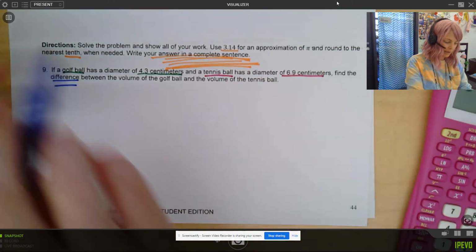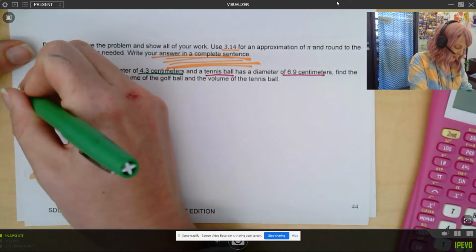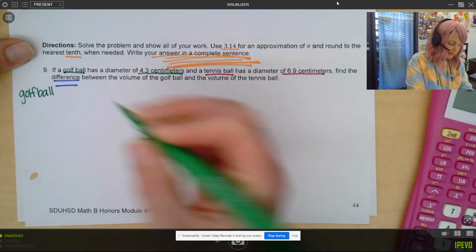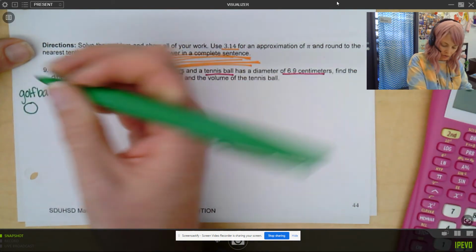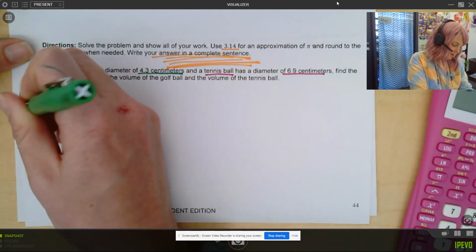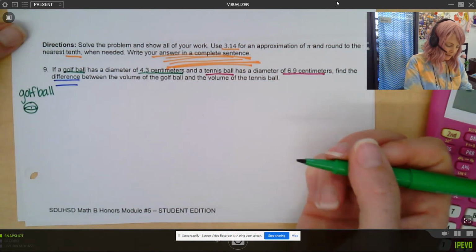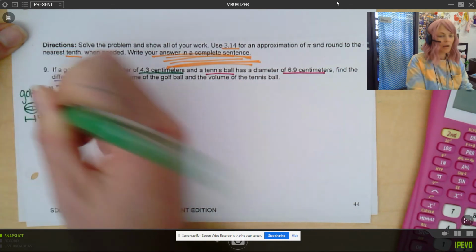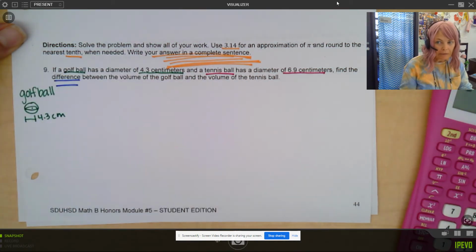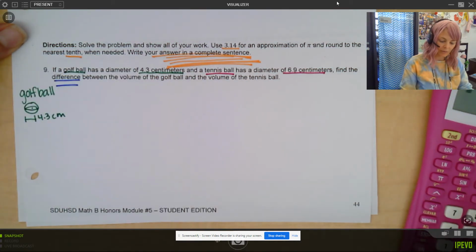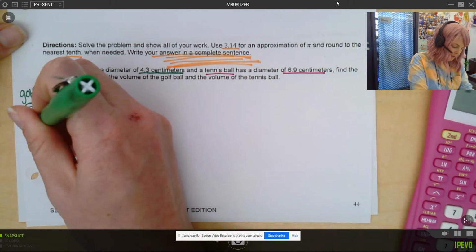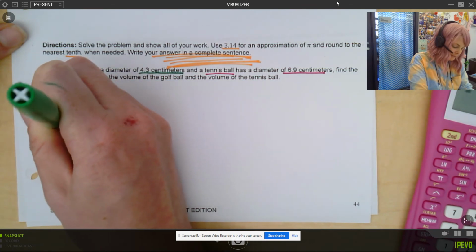To organize this, I'm going to find the volume of the golf ball first. And it's important to draw a quick picture just because we don't want to miss anything. So see, it says diameter of 4.3 centimeters. Oh no, you guys, diameter monster. Rawr, rawr, rawr. So we want half of 4.3. You can just grab your calculator if you're not sure. But the radius, or half of 4.3, is 2.15.